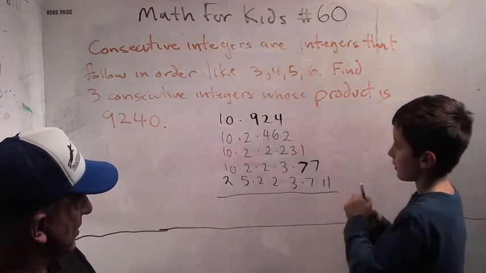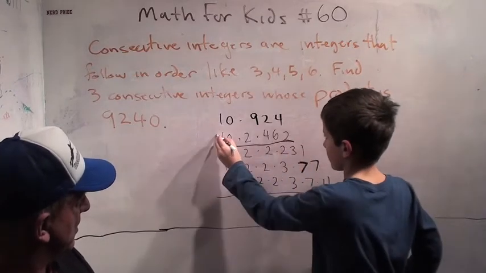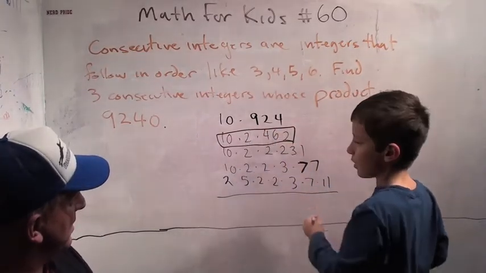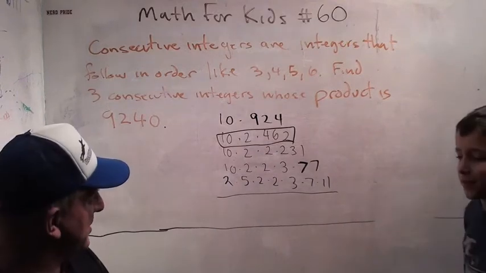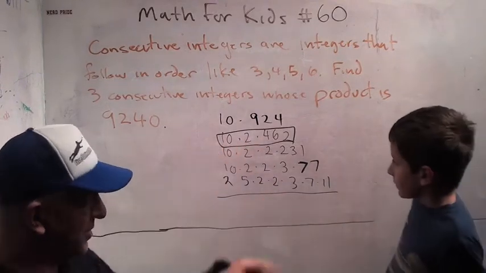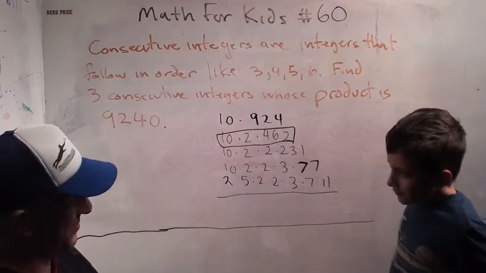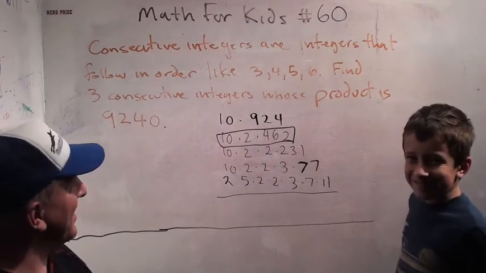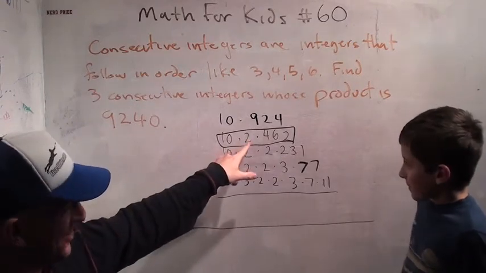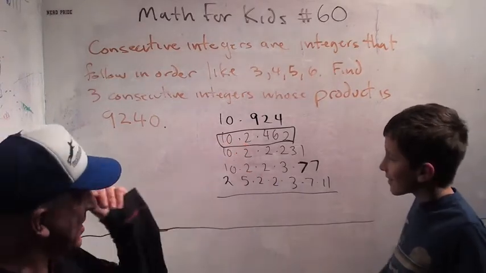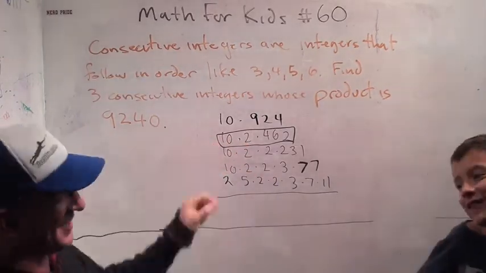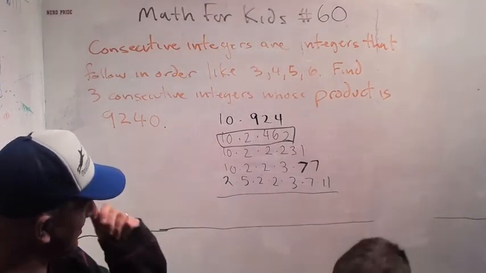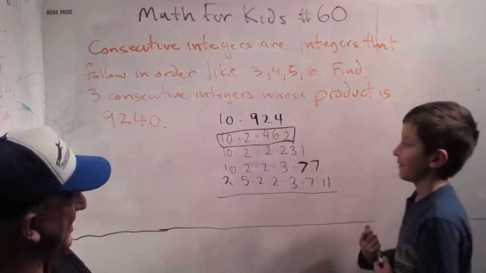Ah! Okay, so we could just use these. Well, no, whoops, they're not consecutive. I just wanted to tell you that 2, 10, and 462 are not consecutive. Because you know what comes after 2? 3, right, not 10. And do you know the next number that comes after 10? Yes, 11. Right, it's definitely not 462.